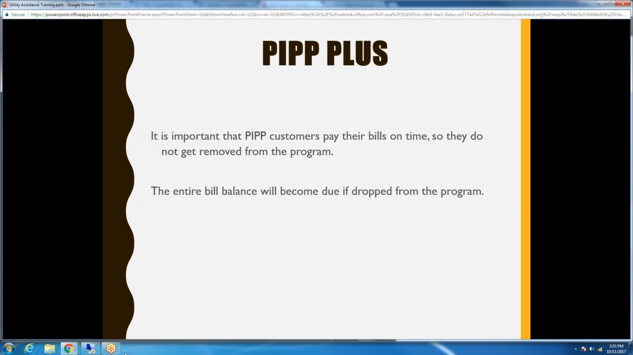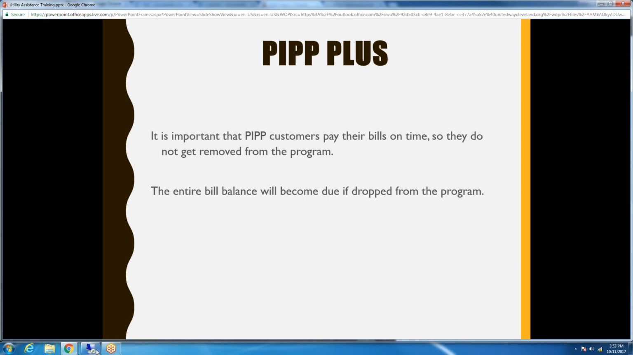Now, to be re-enrolled, the client must make up all missed payments that are owed from the point of removal from PIP. In addition, they must pay the bills for the current monthly service for those months not enrolled in PIP. And being dropped from the PIP Plus program is independent of any action the utility company takes to disconnect service. Customers may also ask to be removed from the PIP program at any time, but they will owe that arrearage as well.